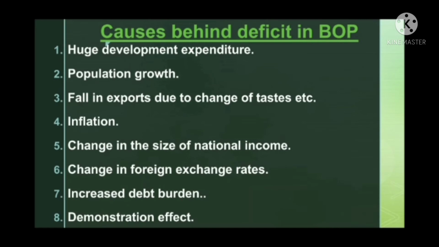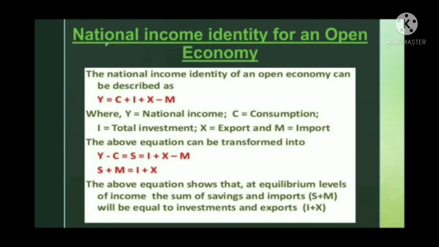Next, national income identity for an open economy. An open economy presents innumerable opportunities for global investments and technological advancements as well. With increased trade and economic growth, what improves is the gross domestic product, that is GDP, of the economy. This expression of GDP is called the national income identity for an open economy.